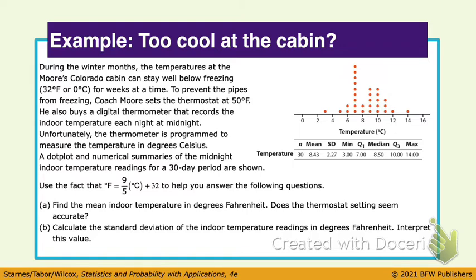Use the fact that Fahrenheit equals 9/5 of Celsius plus 32 to help you answer these questions. We're going to find the mean indoor temperature in degrees Fahrenheit. Does the thermostat setting seem to be accurate? Then we're going to calculate the standard deviation of the indoor temperature readings in degrees Fahrenheit and interpret that value.